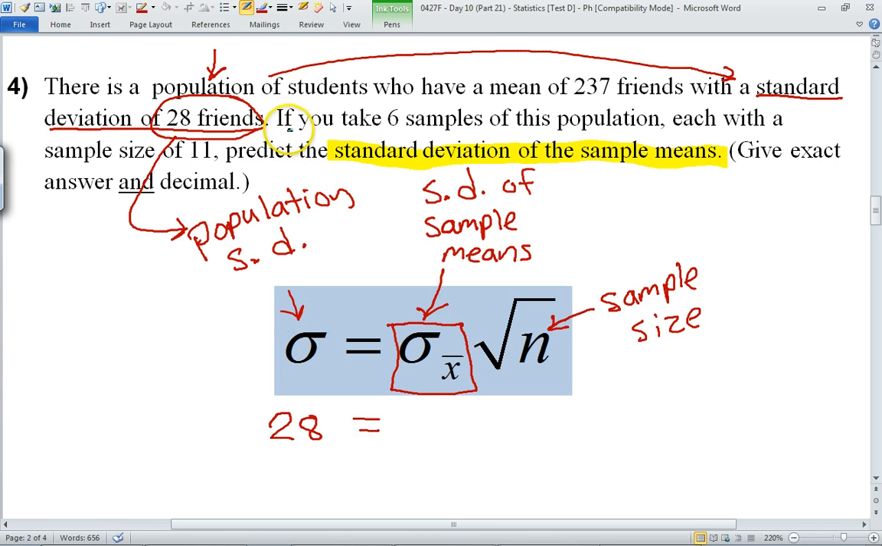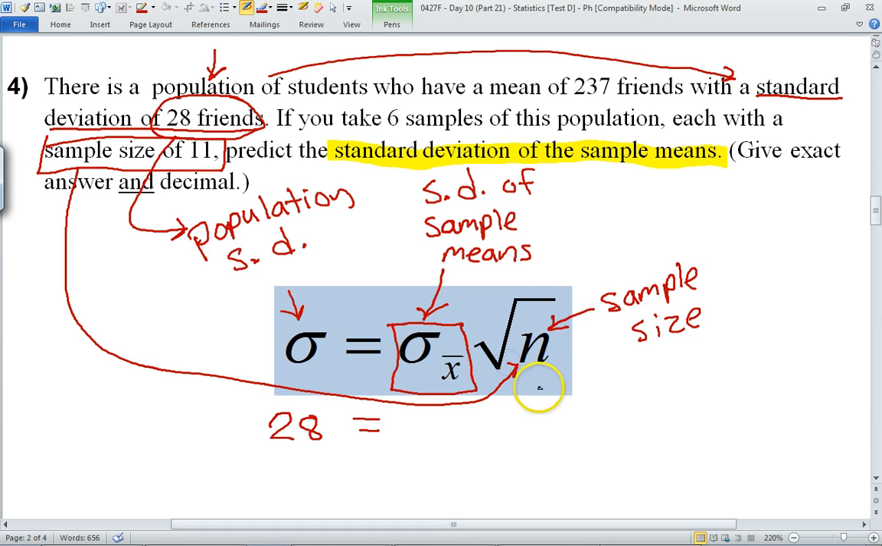Now, if you take 6 samples of this population, each with a sample size of 11. Now be careful, I've got that 6 and I've got that 11. Only one of those is the sample size, though. The sample size is the 11. It says so right here, sample size of 11. So that is going to go right here for n. So that means I'm going to have the square root of 11, because that's a sample size.